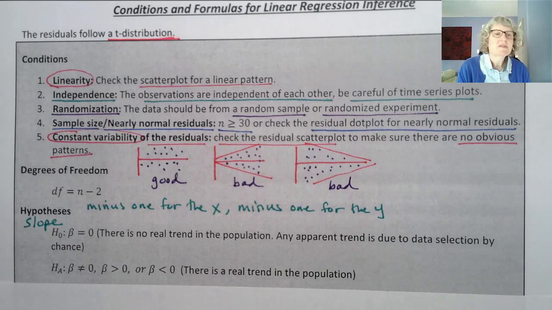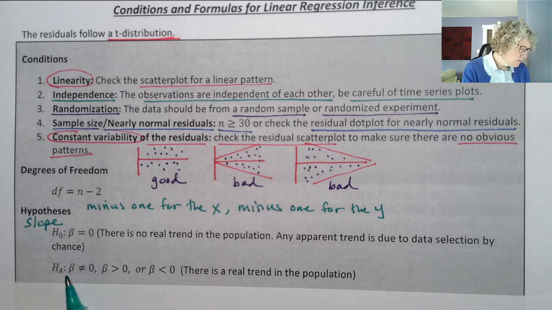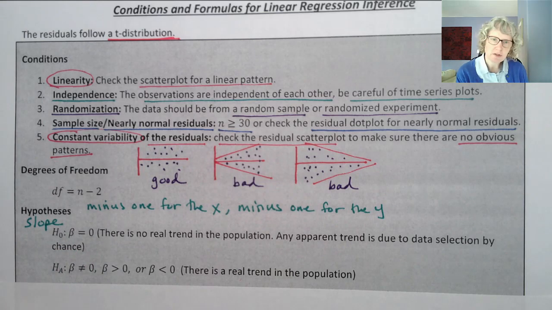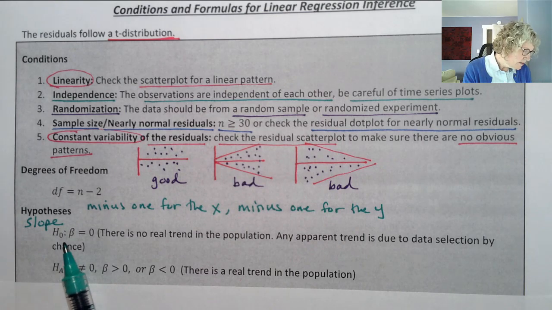This would be very similar to doing R equals 0, which would also mean no trend in the population. If you have a 0 correlation, 0 slope, they kind of mean the same. They're very similar ideas. Some textbooks use slope, some textbooks use correlation. We're using slope because that's what Staplet does. So beta equals 0, slope 0, no real trend in the population.